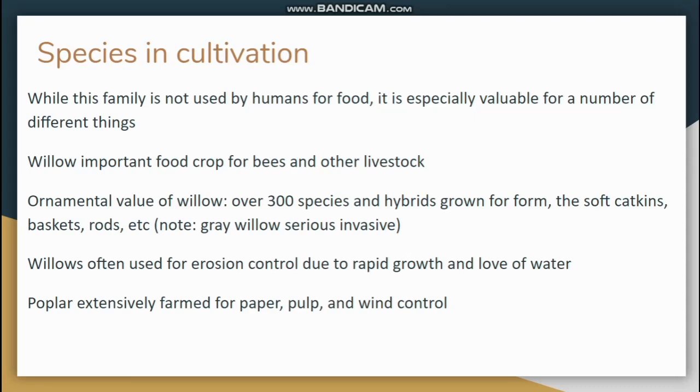Willow, you can also take the bark and make extract for rooting plant cuttings from other groups. And aspirin comes from salicylic acid, which was initially derived from willow before we figured out how to synthesize it.